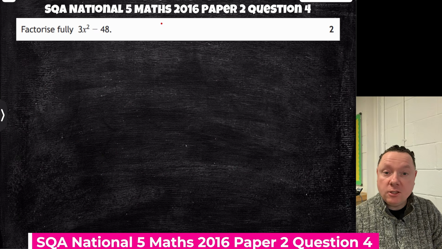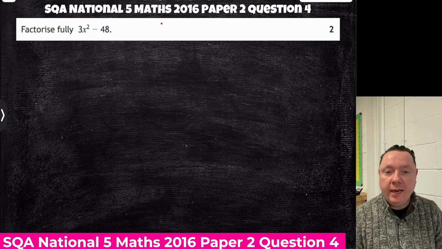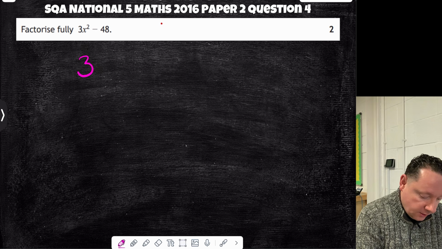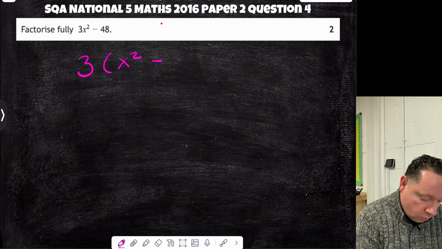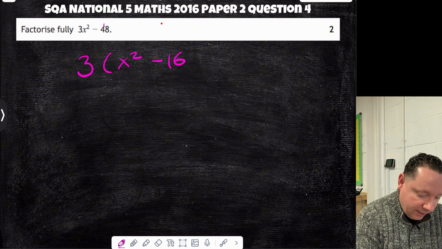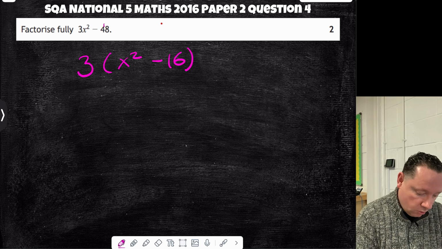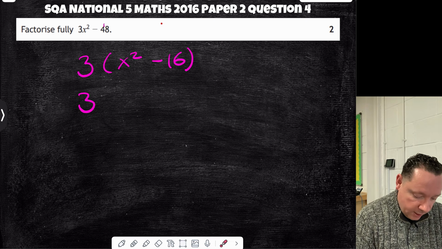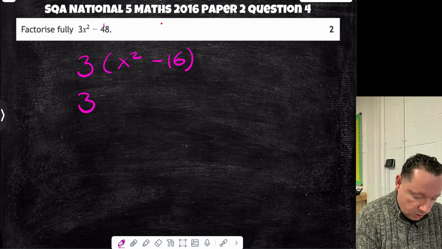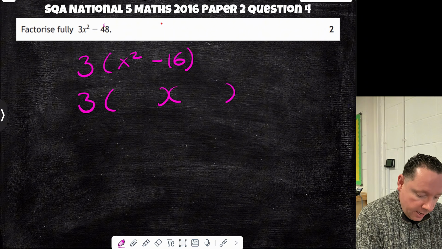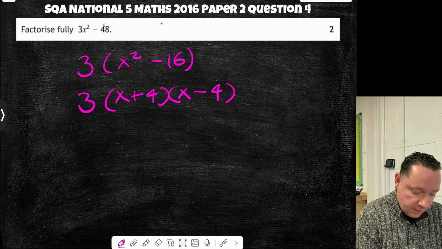And we're done there. SQA National 5 Maths 2016, paper 2, question 4 on factorising. Factorise 3x squared minus 48. Well, first thing we check if there's a common factor. Well, there is. 3 is a common factor, so I can divide by 3 to get x squared, and 3 into 48 is 16. So we get 3 bracket x squared minus 16. But that's a difference of 2 squares. So how do you factorise that? You know it's a difference of 2 squares because you've got an x squared, or something squared, and then take away a number which is a square number. So that's just double brackets. X in each place, square root of 16 is 4, so that goes in each place, plus in one bracket, minus in the other, and you're done there.